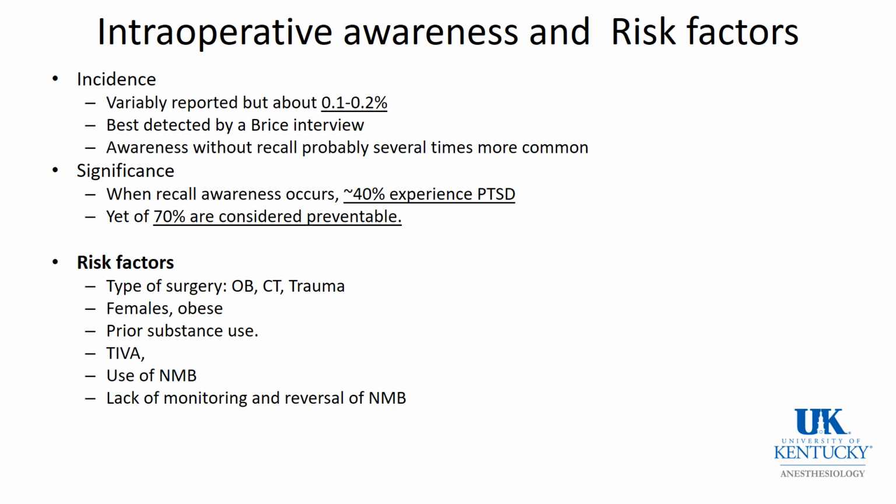On this slide, I've listed, and this was a key word, some of the risk factors. One is a type of surgery. It's more common in OB, more common in CT, more common in trauma. A little more common in women, a little more common in obese patients. Suggestion that prior substance abuse or current substance abuse may be a risk factor. More common with TIVA. More common with use of neuromuscular blockade, perhaps because you lose an important symptom. And finally, commonly associated with failure to monitor and reverse neuromuscular blocking agents. So there are things we can do about it.